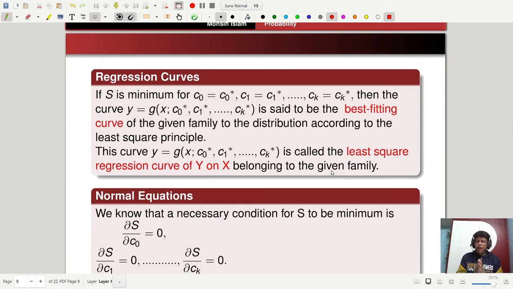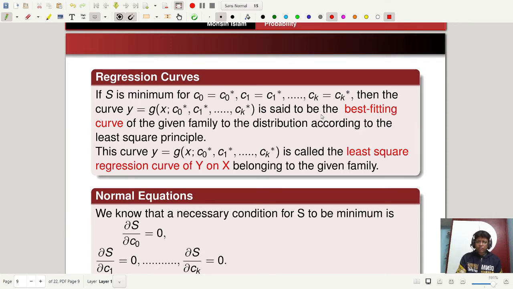Suppose S is minimum for some values, denoted by star: c0 = c0*, c1 = c1*, ..., ck = ck*. These are the critical points. Then the curve y = g(x) is said to be the best fitting curve of the given family to the distribution. So if you can find the values of the parameters, in terms of star here, for which S is minimum, then the curve for those values of the parameters is said to be the best fitting curve of the given family to the distribution according to the least square principle. That is the least square principle.